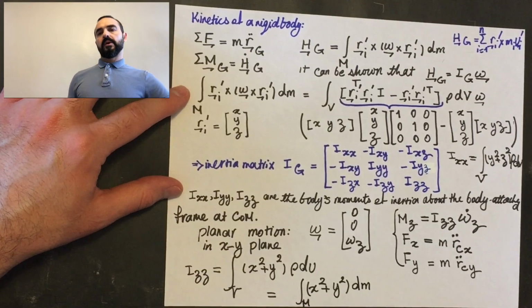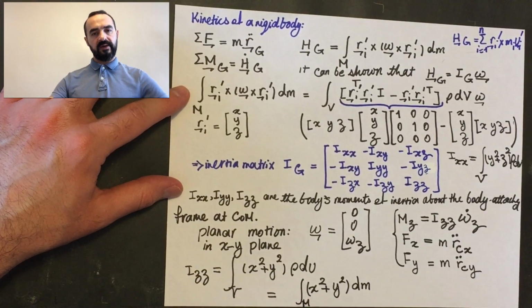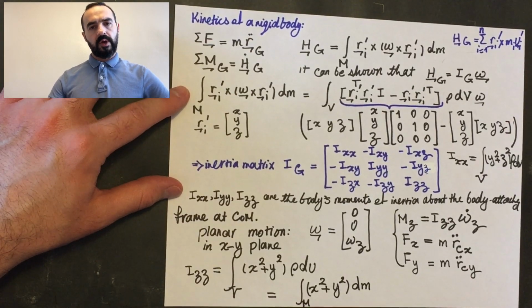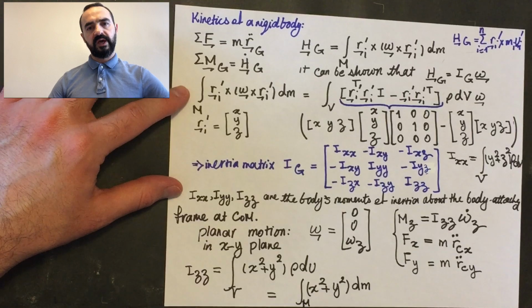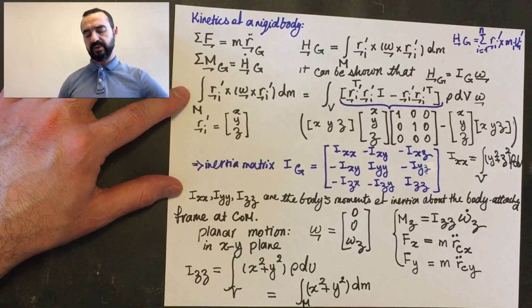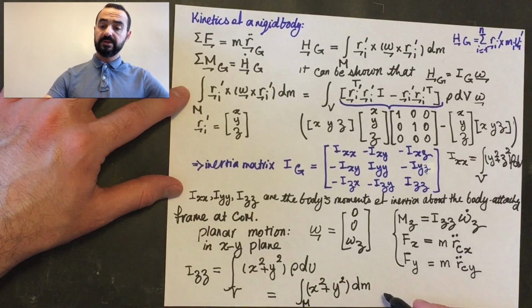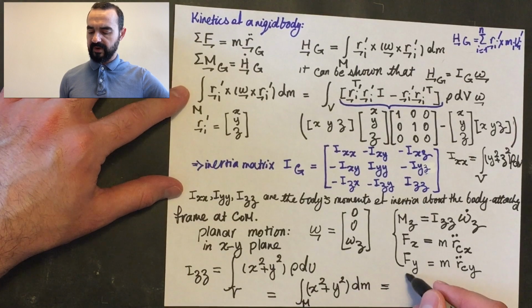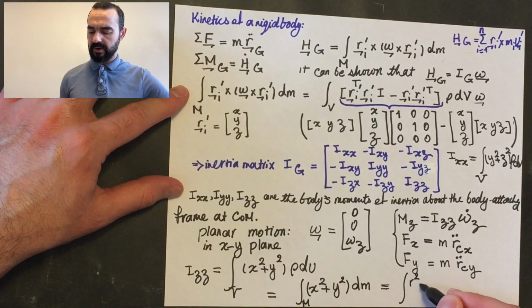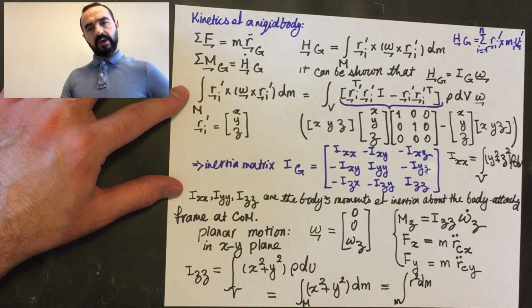Right? So now in xy plane, if I ask you to describe this in polar frame, what would you say? You would say x squared plus y squared is equal to r squared, r being the distance to our origin, right? So in polar frame, you could say this is equal to the integral of r squared dm.